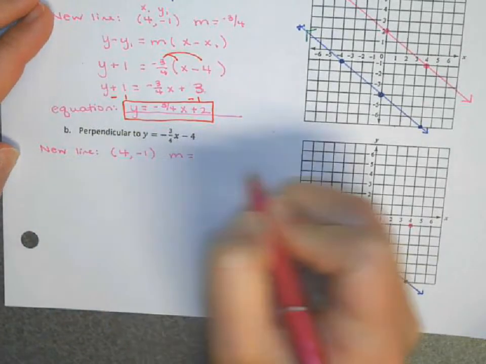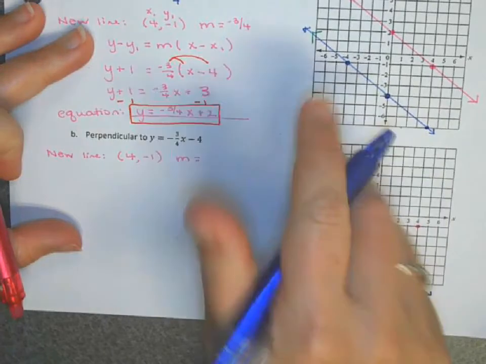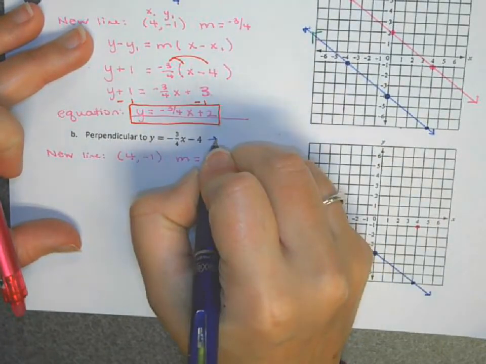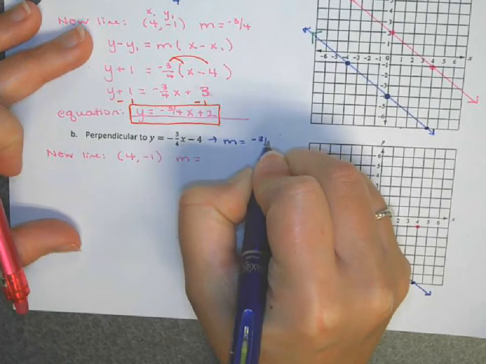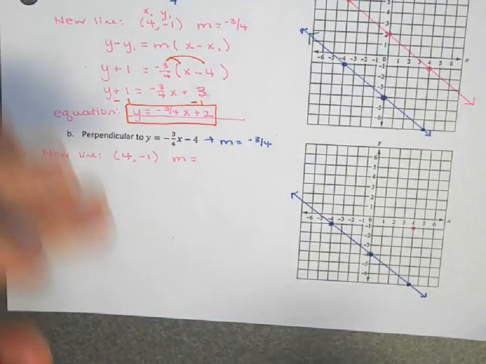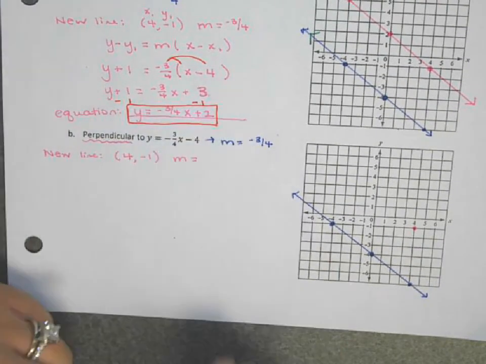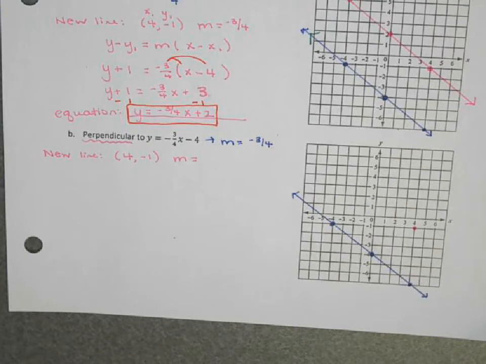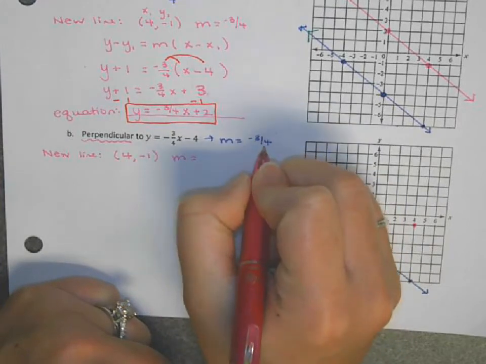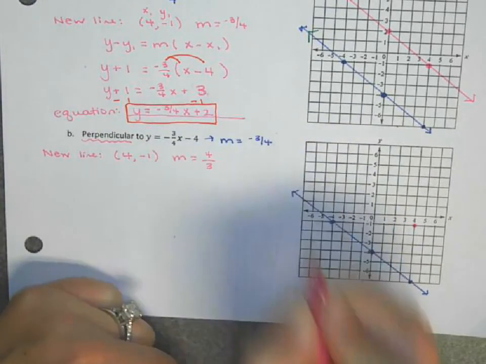And what is the slope of my new line going to be? Now remember, this slope didn't change from before, so this slope was -3/4, just like in the last one. But what's the slope of my new line going to be if I want it to be perpendicular? What's my rule for lines that are perpendicular? It has to be opposite and reciprocal. So what would be the opposite and reciprocal of -3/4? This was negative, so this would be positive. 3 over 4 changes to 4 over 3.